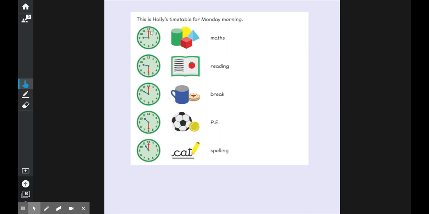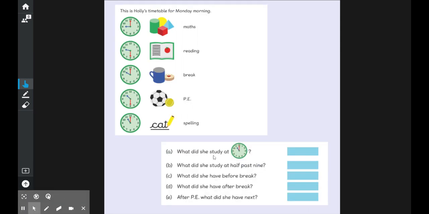I can see our minute hand is either pointing at the 12 for o'clock times or pointing at the 6 for our 6:30 times. We've got 5 different events here that either happen on the o'clock times or the 6:30 times. Now we've got some questions here.